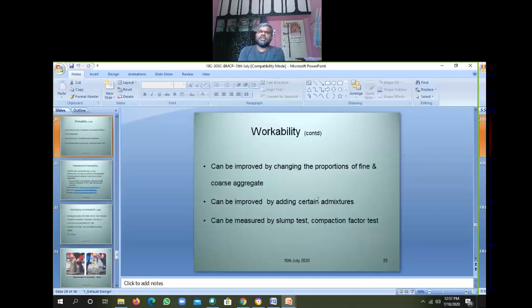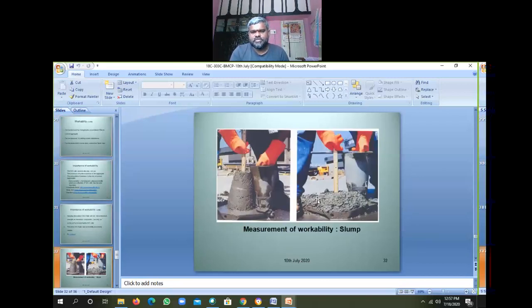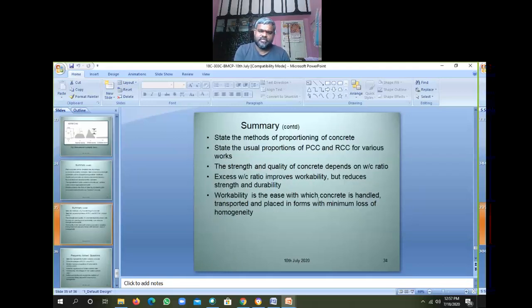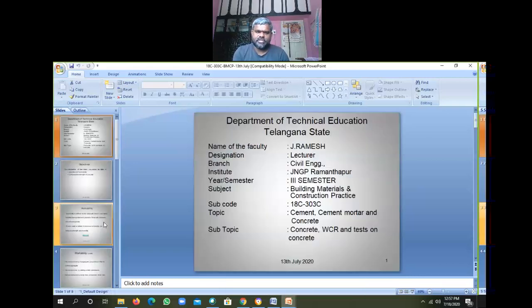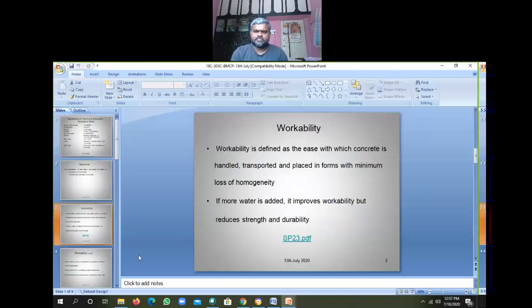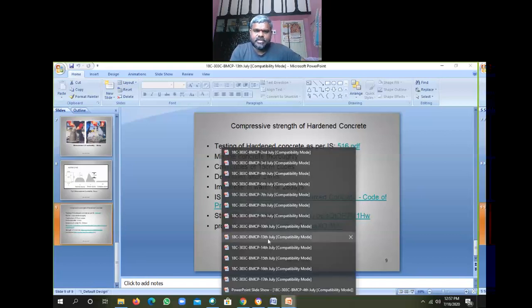We also see different tests on concrete: for fresh concrete we are doing workability tests, slump test, compacting factor test, and flow test, and for hardened concrete we are doing the compressive strength test. In the workability test, the slump cone is popularly used, measuring how much slump there is for the concrete, and we check whether it is a true slump or not. So we have seen different tests for workability and compressive strength of concrete.